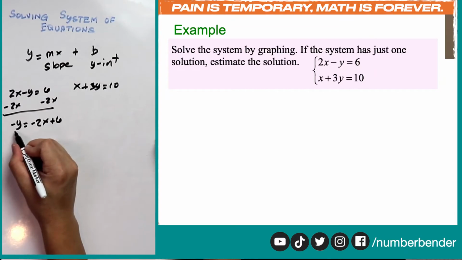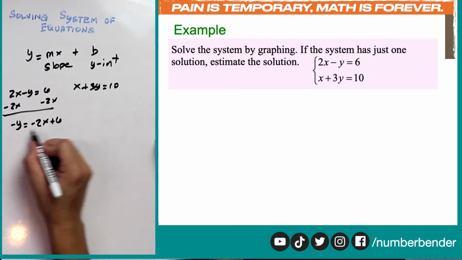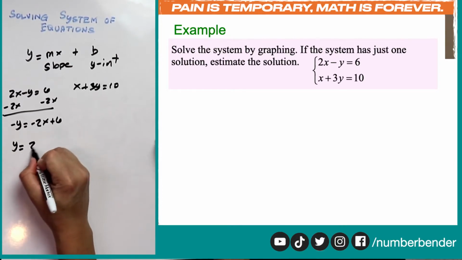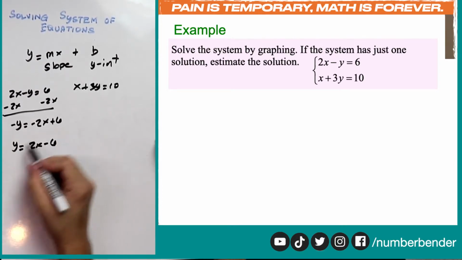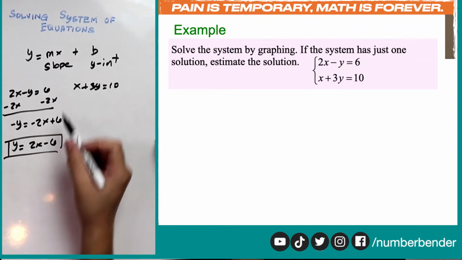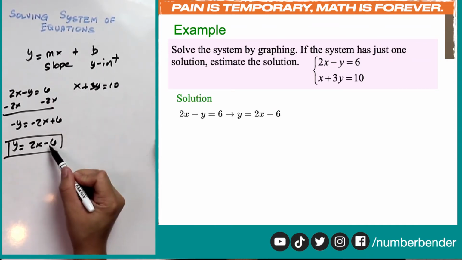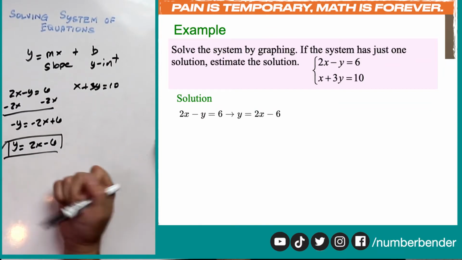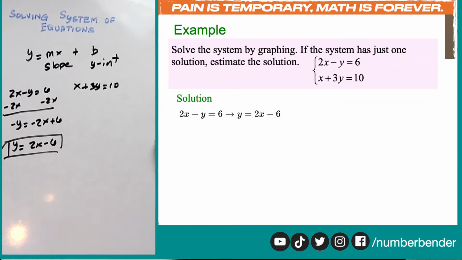And since y is negative, we will switch all the signs of our terms so that we'll have y equals 2x minus 6. So this is now our converted line 1, from general equation to its slope-intercept form, 2x minus 6. So this is correct. So let's modify the second line.